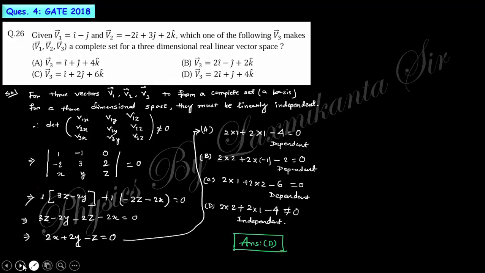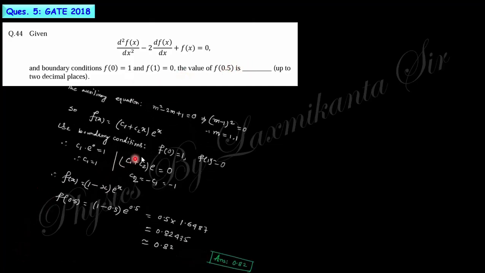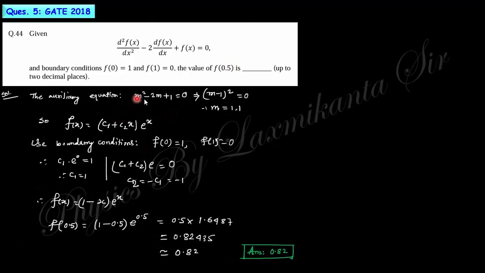Next, this is the differential equation, with boundary conditions given. What is the value of this? For that, we take the auxiliary equation, that is m square minus 2m plus 1 equals 0. So m equals 1 and 1, equal roots. So the general solution can be written as (c1 plus c2 x) e to the power x.